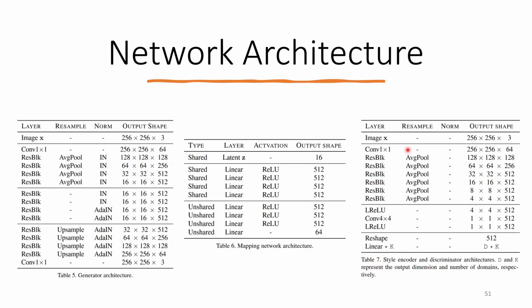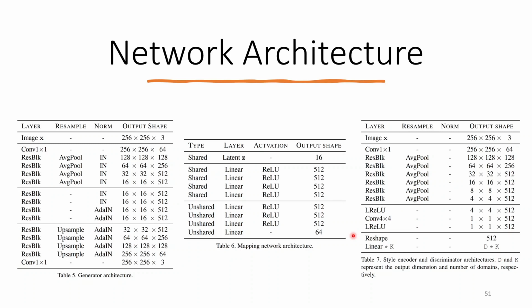This is the style encoder architecture. Given an image, they will go through several layers, all of them pooling and convolution. Then it will generate a vector. I should say not a vector. The D means the vector for one domain, and K means the number of domains. So it will generate the output as a D by K matrix.